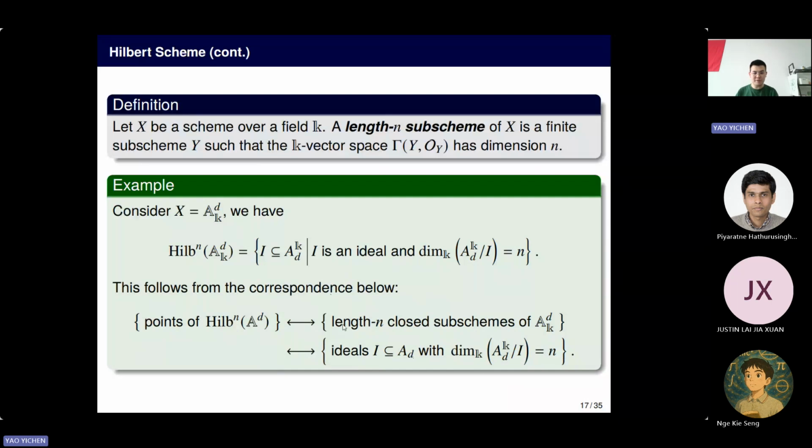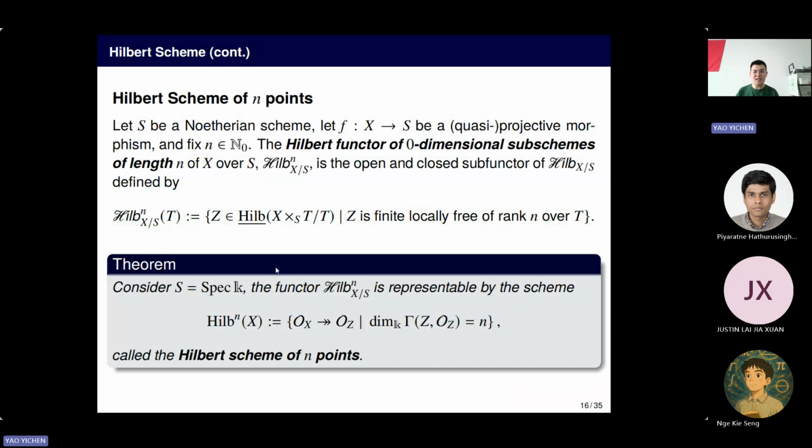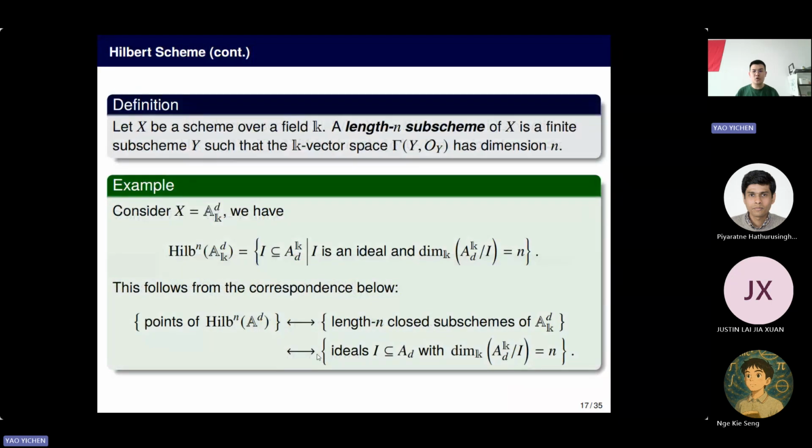The first correspondence follows from the theorem on the last page, and the second correspondence is that every closed subscheme of the affine scheme is of the form spectrum of the polynomial ring quotient an ideal, and so this has a unique correspondence with an ideal of the polynomial ring.